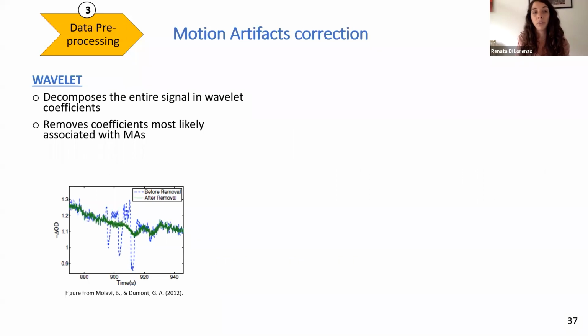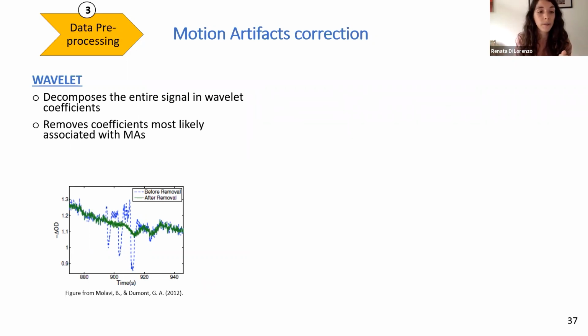Wavelet filtering is a more general correction method. What do I mean by general? I mean that it acts on the entire time course. It decomposes the entire signal in wavelet coefficients. After that, it removes the coefficients that are most likely associated with motion artifacts.